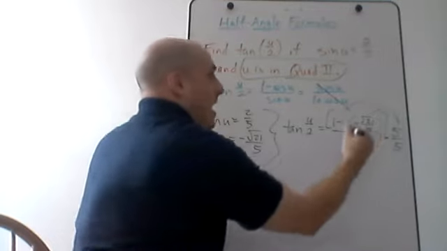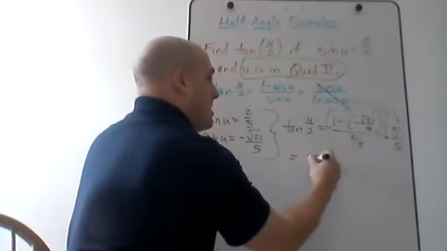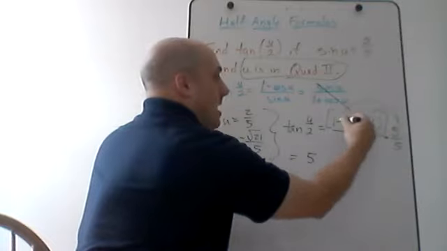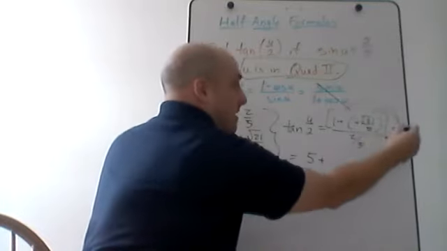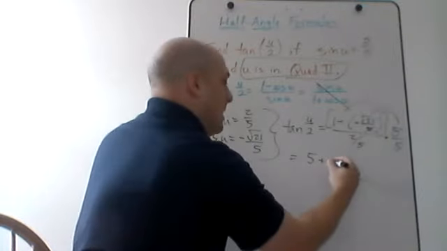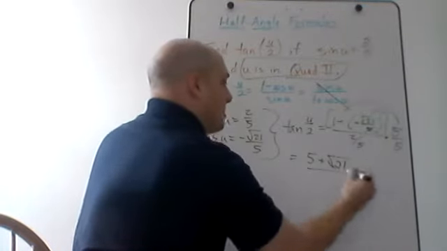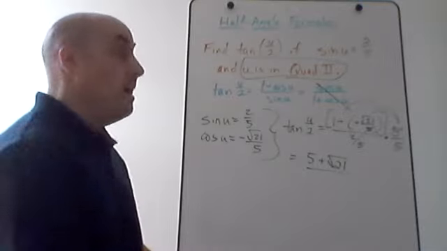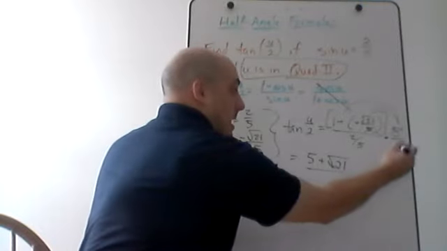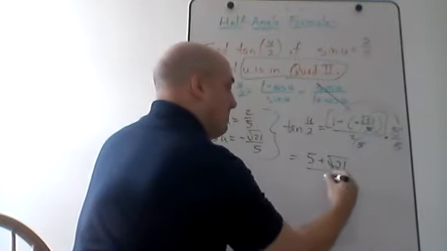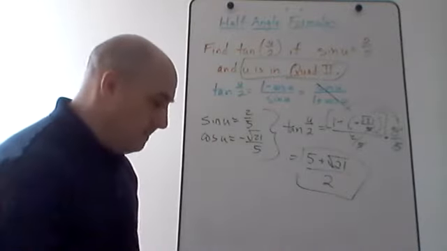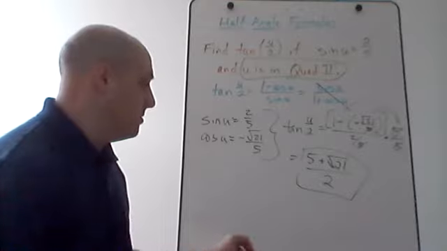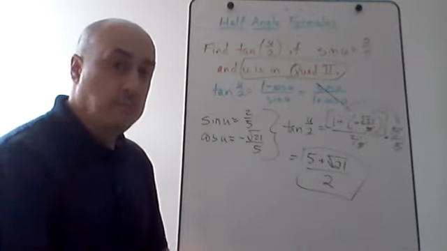When I distribute, 5 times 1 is going to equal 5. When I do 5 times, these double negatives here are going to be a plus, root 21 over 5. The 5 is going to cancel out that denominator, and it's just going to be 5 plus the square root of 21 in my numerator. And when I multiply the 5 times my denominator, it's going to cancel out that 5, which just leaves me with a 2 in the denominator. So tangent of u over 2 is going to equal 5 plus square root of 21 over 2.